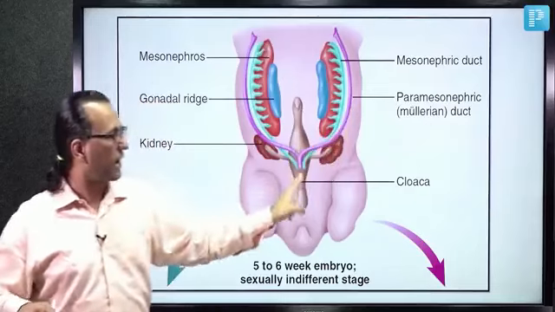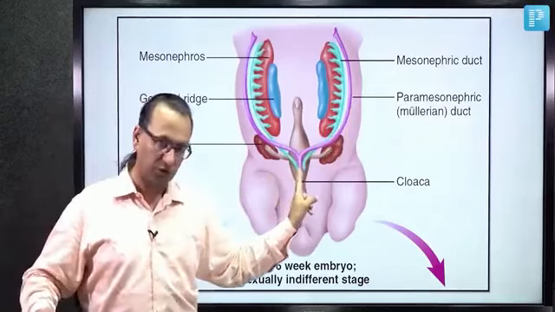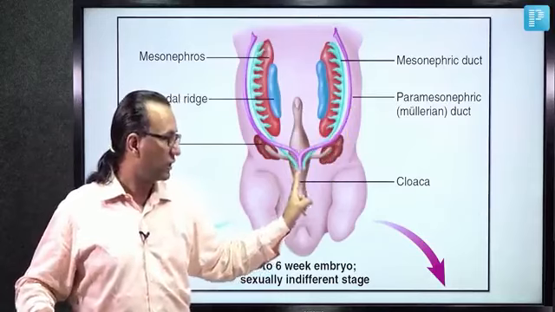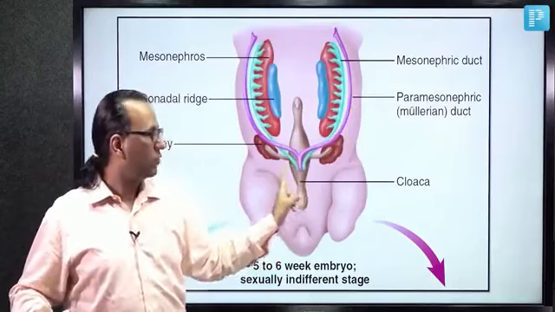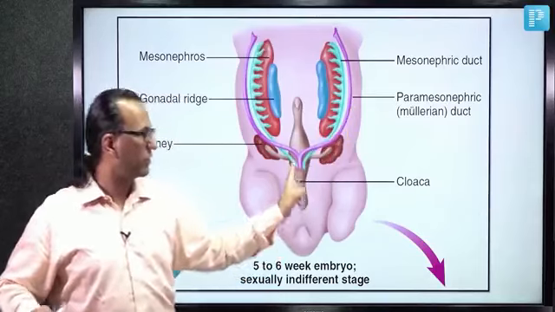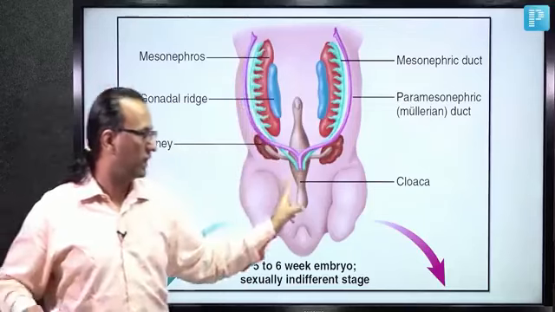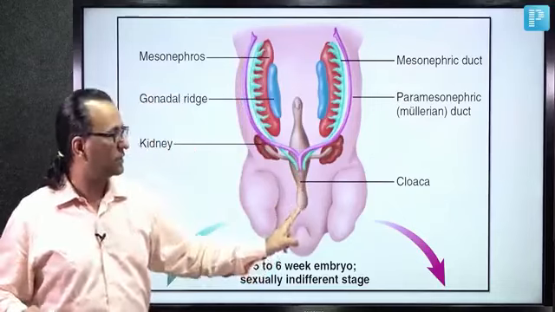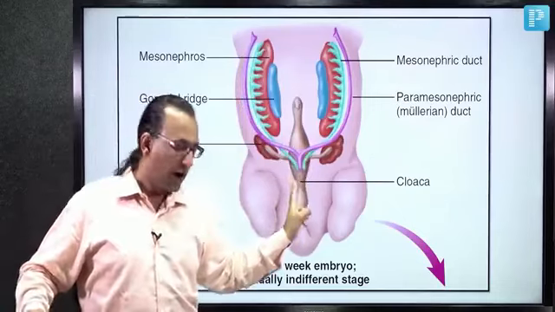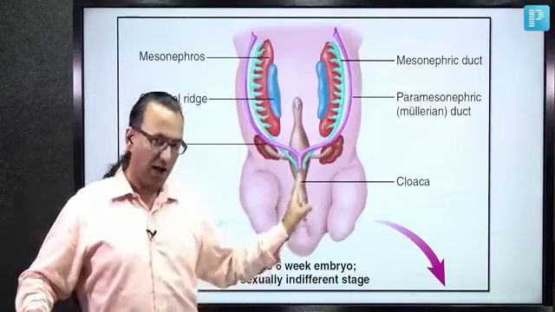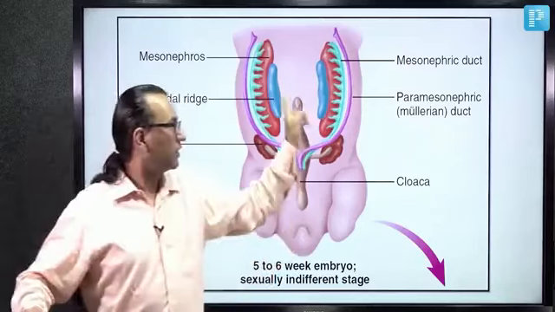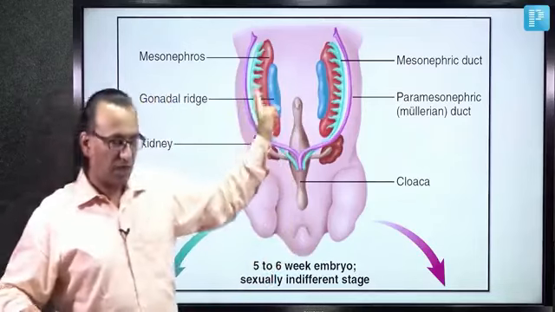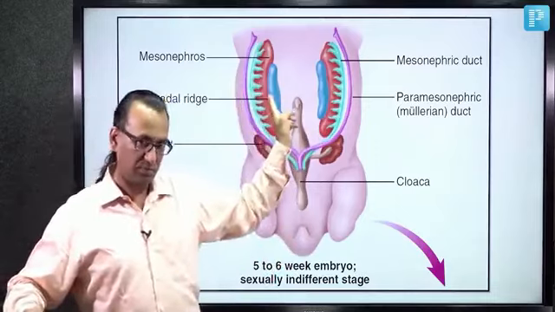They fuse in the midline, and then there's one midline opening on the dorsal wall of the urogenital sinus, whereas there are two lateral openings also for the mesonephric duct, one on each side. So there are three openings in the urogenital sinus, which is itself going to form urinary bladder and the urethra coming from the endodermal origin, whereas the ridge and the two ducts are from the intermediate mesoderm.